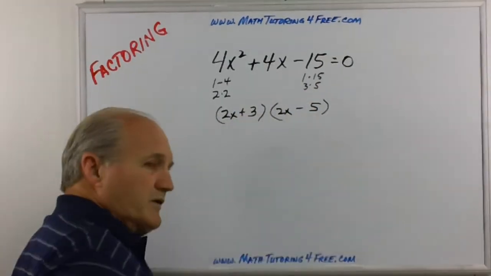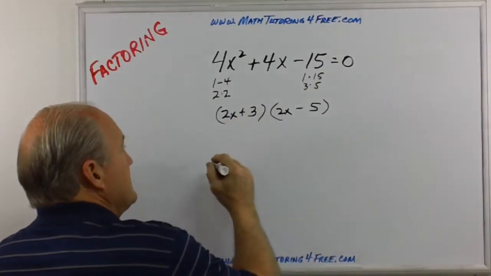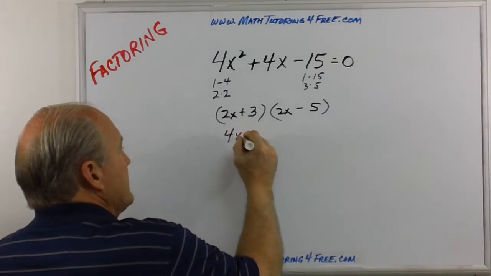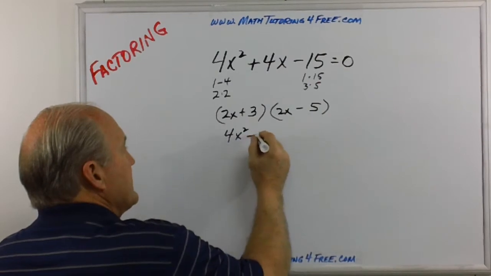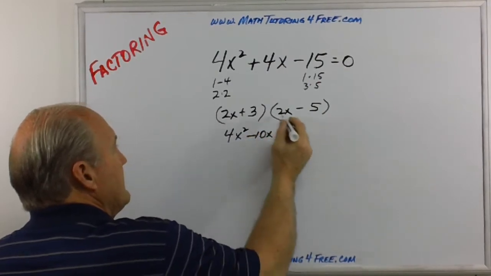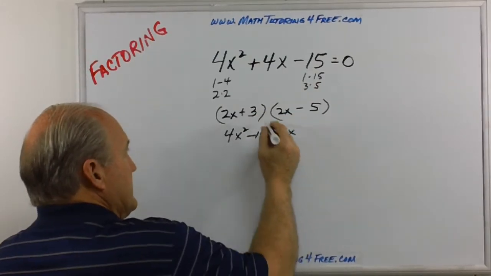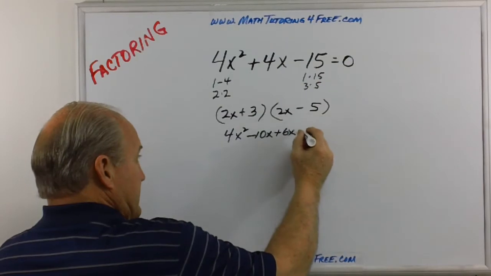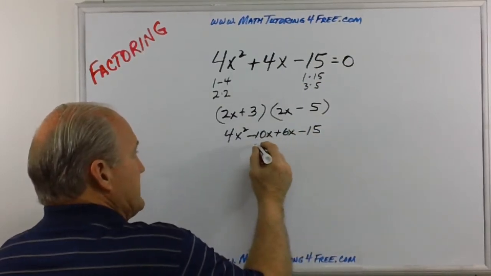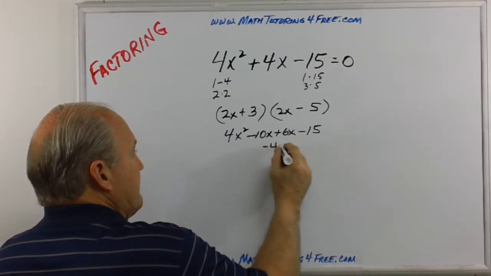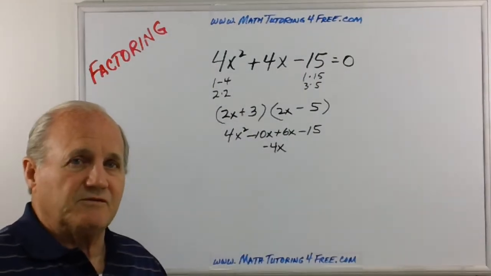Now, if you remember your FOIL, how do we multiply these two together? 2 times 2, that's 4x squared. 2x times negative 5, that's a negative 10x. Then the inside, 3 times 2, that's a positive 6x. And finally, positive 3 times a negative 5 is a negative 15. But what's our middle term turn out to be? In this case, it's negative 4x, and this is a positive 4x. We've got the 4x, but we've got the wrong sign.